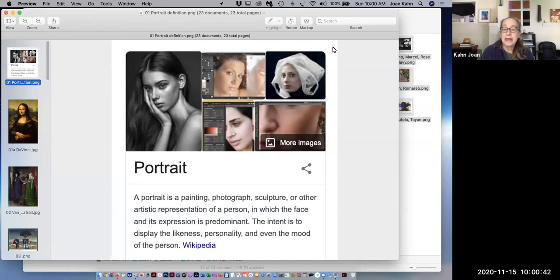A portrait is a painting, photograph, sculpture, or other artistic representation of a person in which the face and its expression is predominant. The intent is to display the likeness, personality, and even the mood of the person. Now, that's a regular portrait or a conventional portrait, but we're doing collage portraits. So we are going to use other material also to represent the person and put it into the same painting.